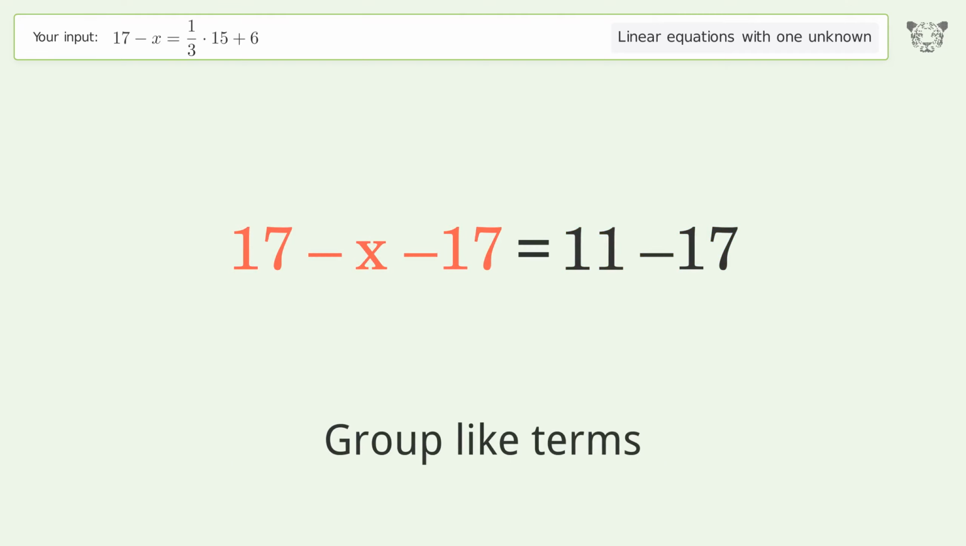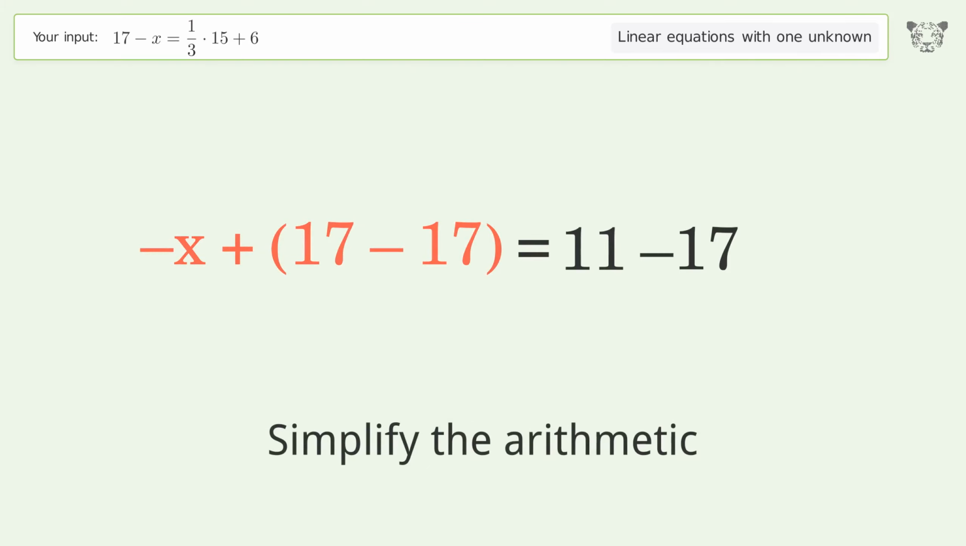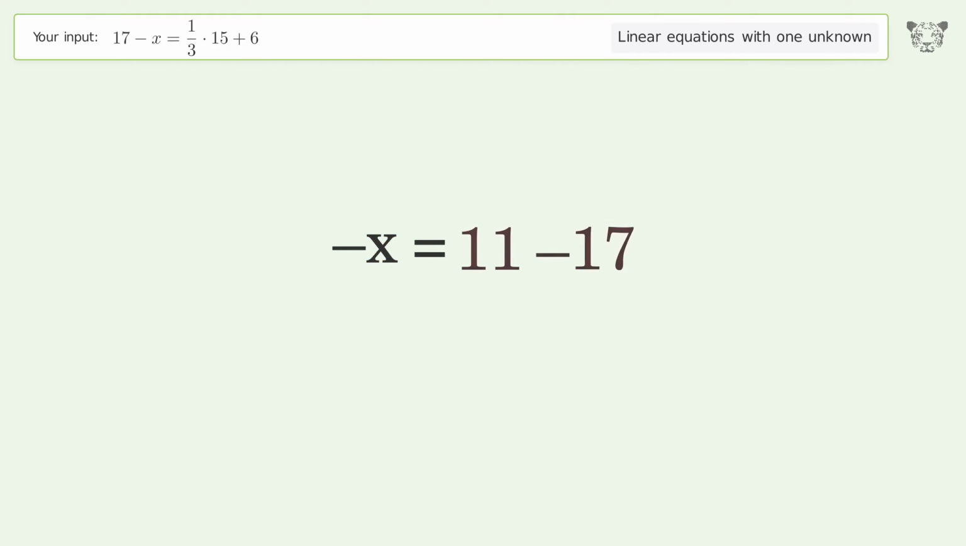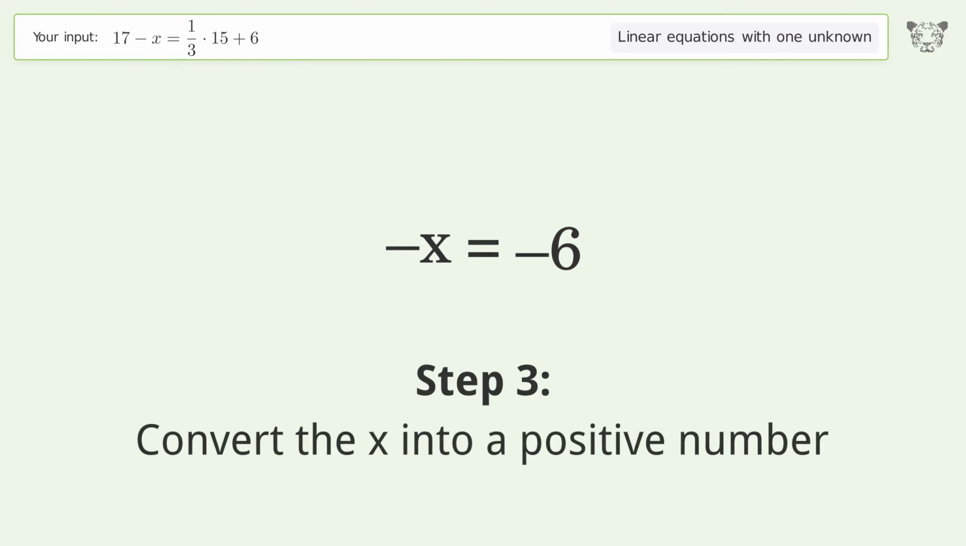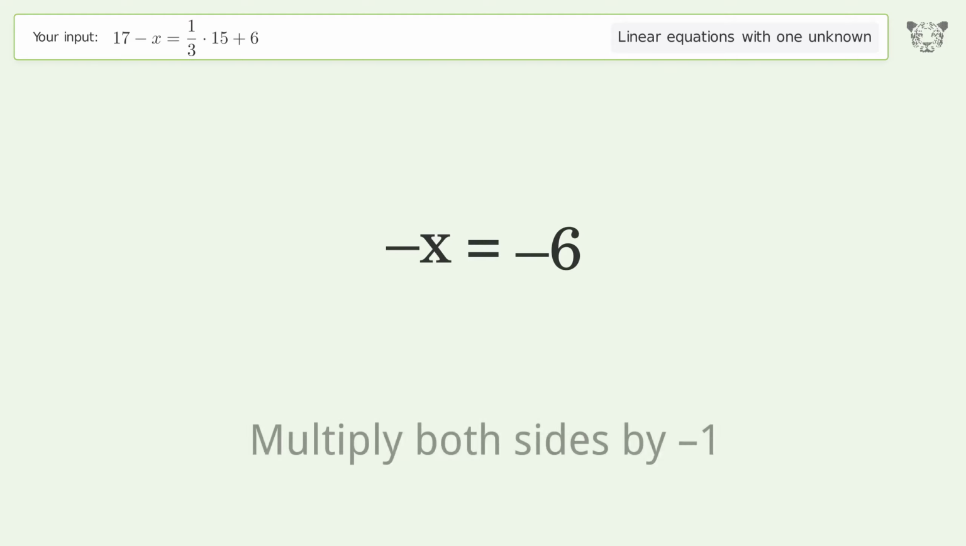Group like terms. Simplify the arithmetic. Convert the x into a positive number. Multiply both sides by negative 1.